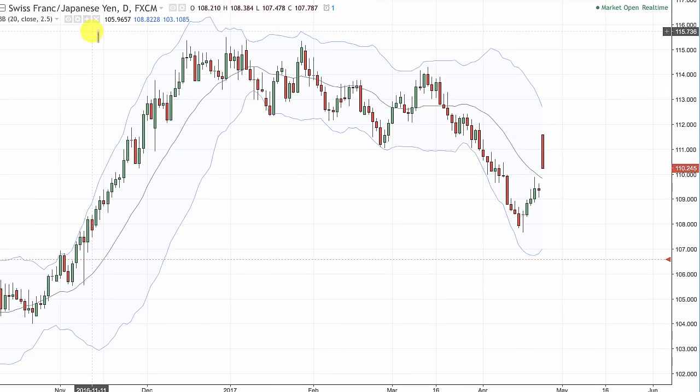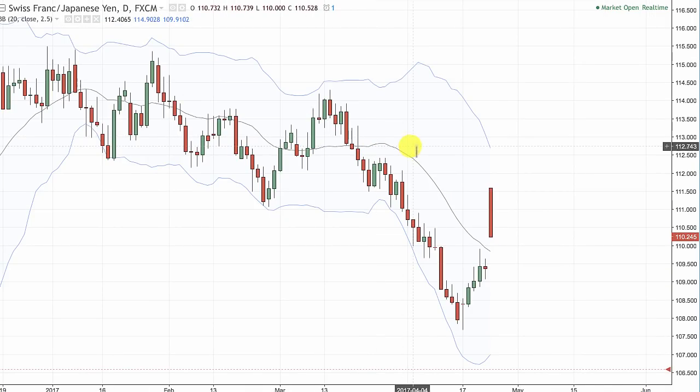We are here on the Swiss Japanese yen on the daily chart, and I want to analyze this chart with you and explain how I took my trade here, because it's very helpful in overall understanding markets in a better way. So you can see here we were obviously in a very strong downtrend.